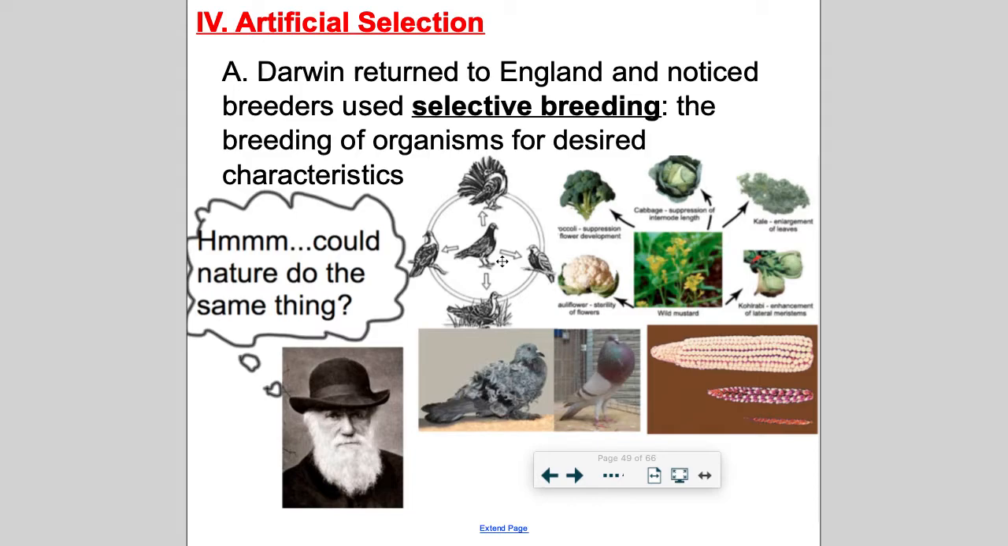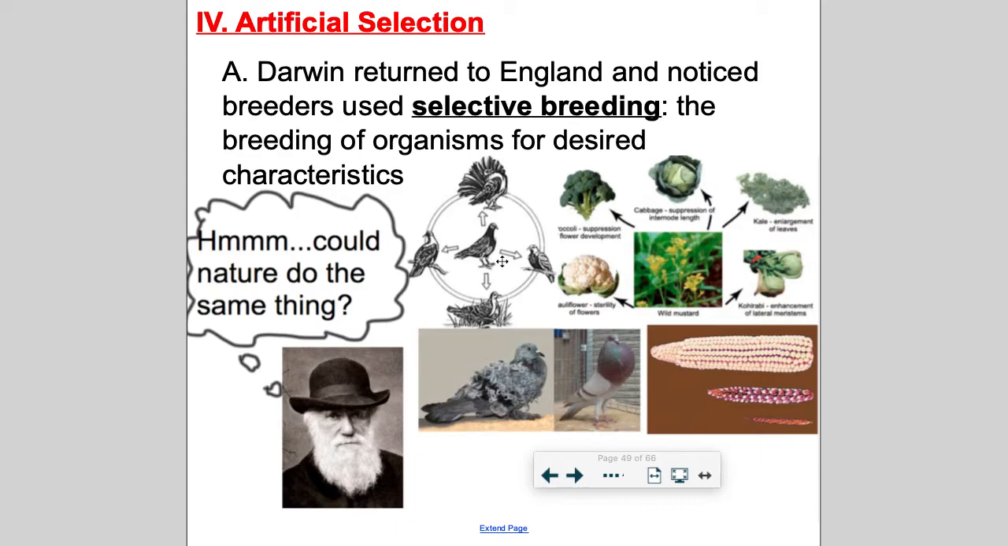Like, oh, that one has a really long tail. So I'm going to separate that one out. Oh, there's another pigeon that has a longer tail than others. And then I have those breed. Oh, that tail's going to be a little bit longer. And then I have another pigeon with a long tail and I breed. And eventually, over time, you have this pigeon with this beautiful fan tail feather.